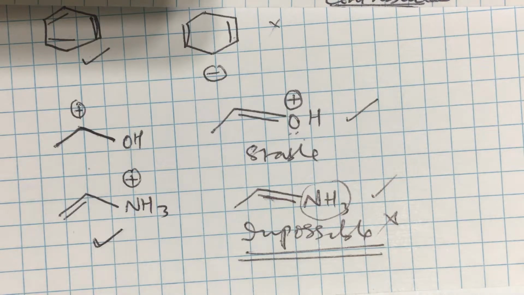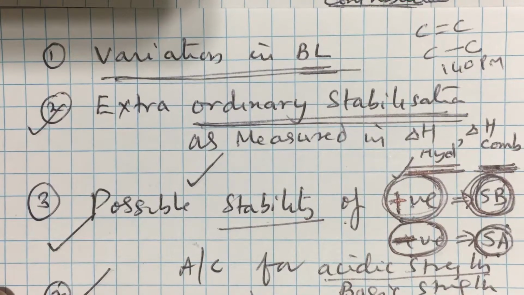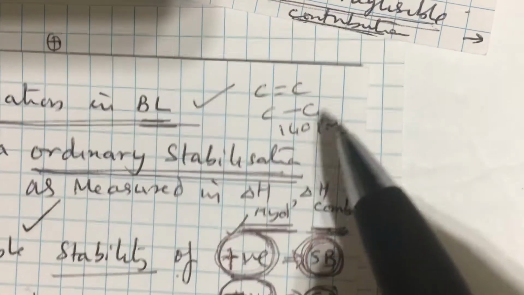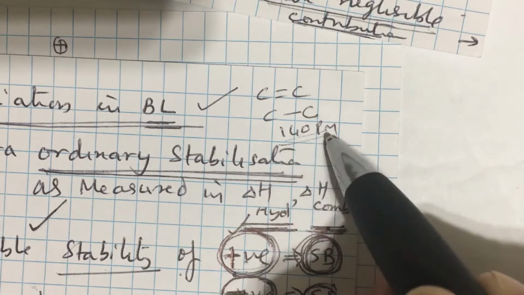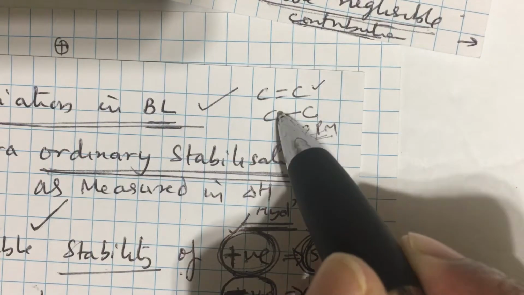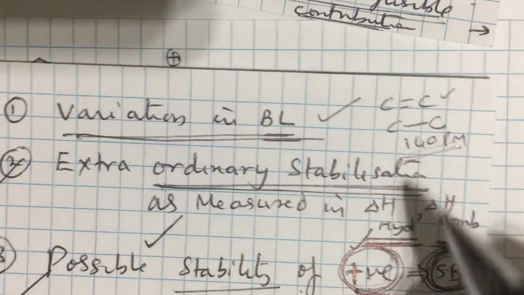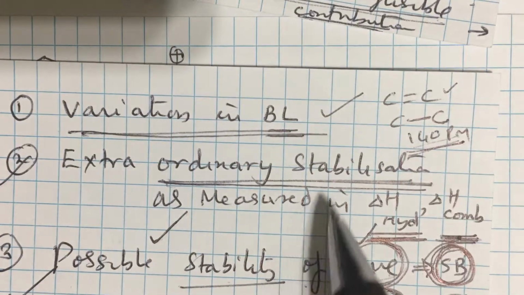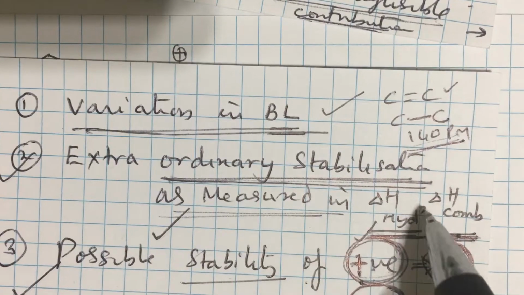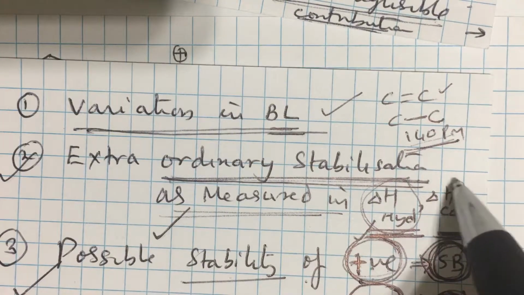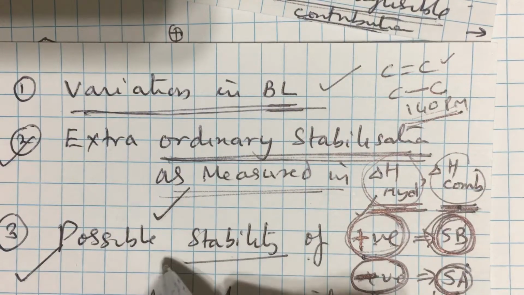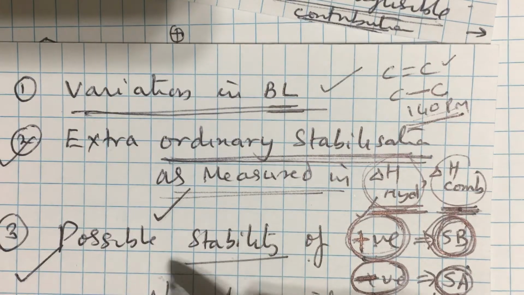Now before we close this discussion, quickly we see what are the effects of resonance. Resonance can bring about variation in bond lengths. For example, in benzene, due to resonance, the CC bond length is found to be 140 picometers, which is longer than the C double bond C distance and shorter than the C single bond C distance. So resonance can always bring about variation in bond lengths. Resonance can bring about extraordinary stabilization to a molecule, which is manifest in the lowering of heat of hydrogenation and heat of combustion. And resonance can account for extraordinary acidic behavior and extraordinary basic behavior of some molecules.